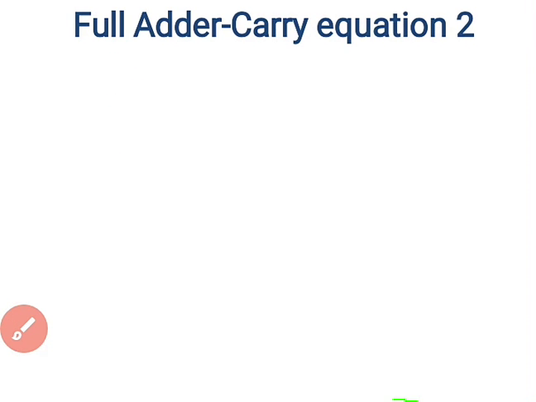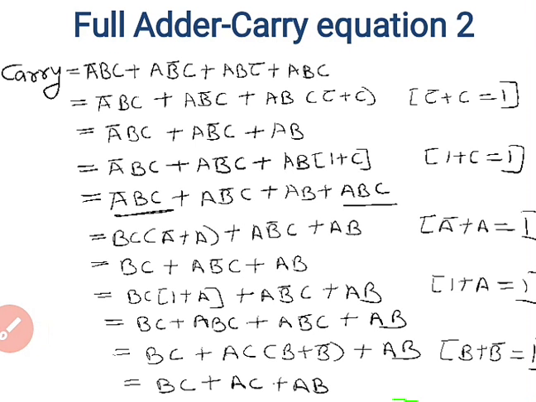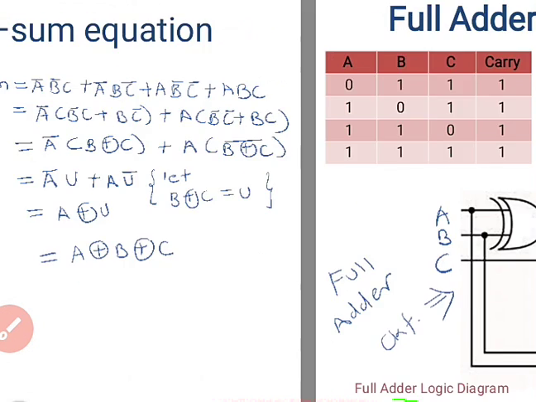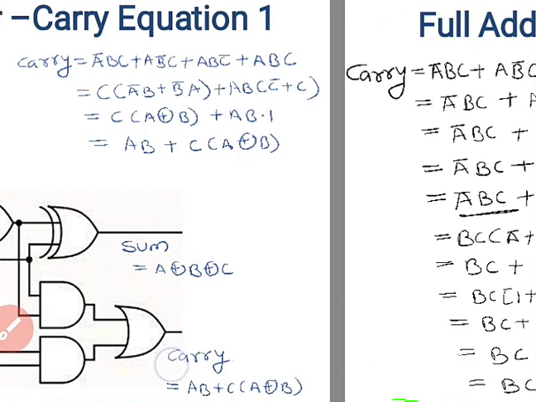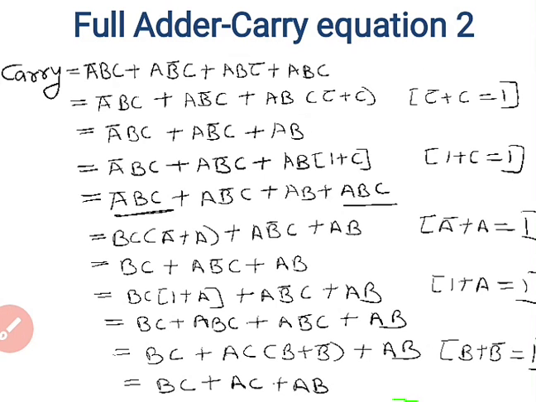Next, there is another carry equation for the full adder. In a few books you will get another version of the carry equation. For that I have taken this first part of the carry, so that is A bar BC plus AB bar C plus ABC bar plus ABC. So this is written here.